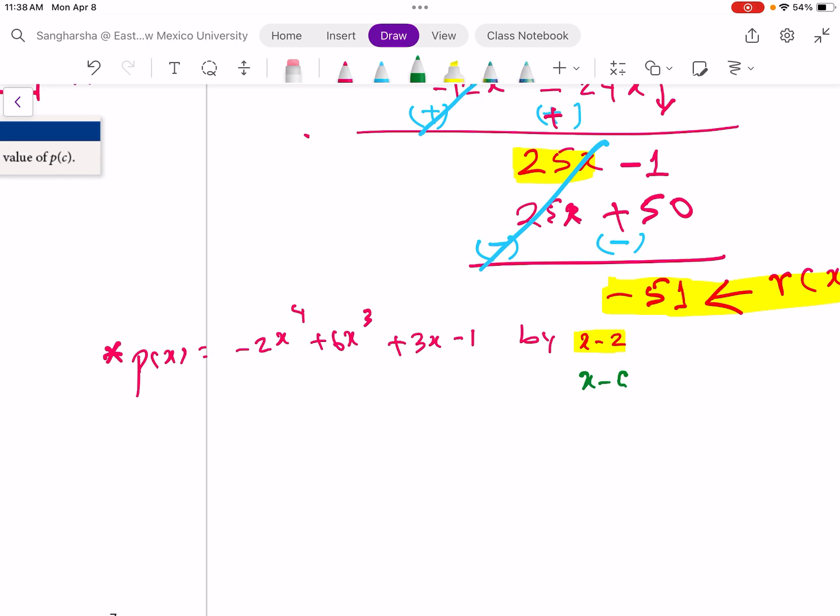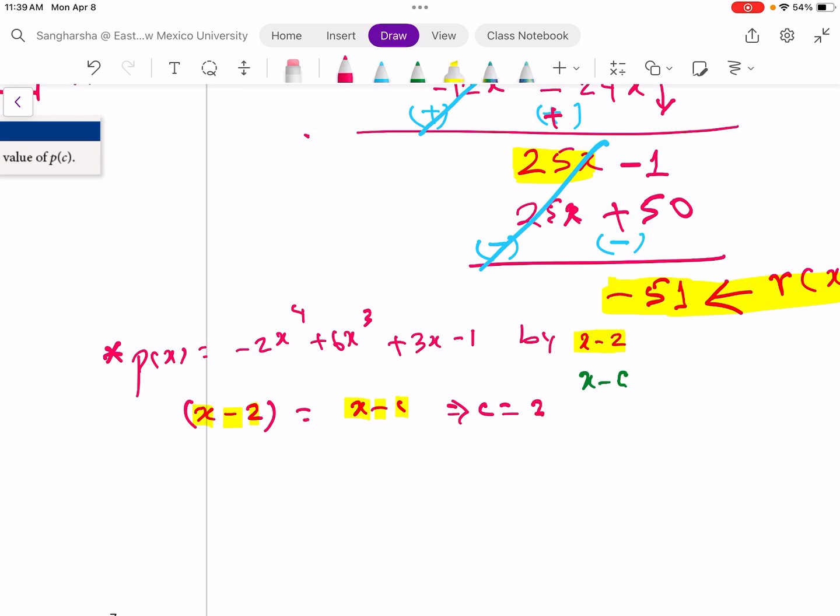Now here, what can you say? Can we use synthetic division? Our x minus 2 and x minus c are in the same form, both have degree 1, so we can use synthetic division. So let's find what is c. In order to find c, we compare our divisor, x minus 2, with x minus c. If we compare, for x we have x, for negative we have negative, and for c we have 2. So our c is 2.